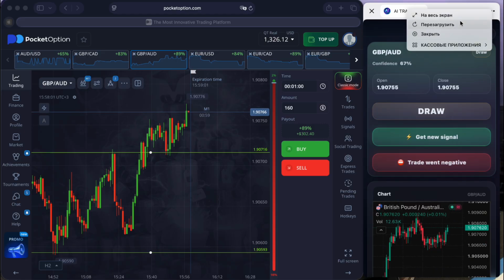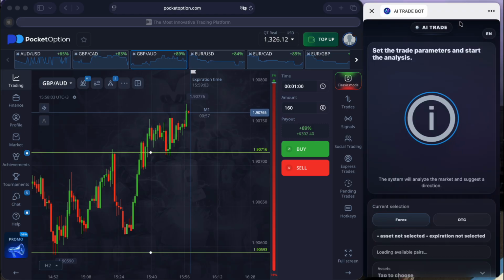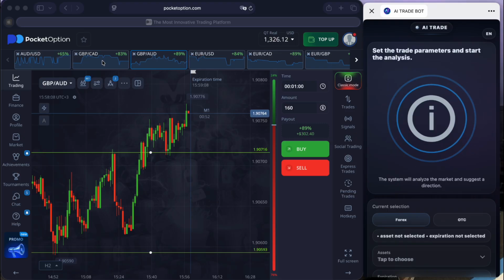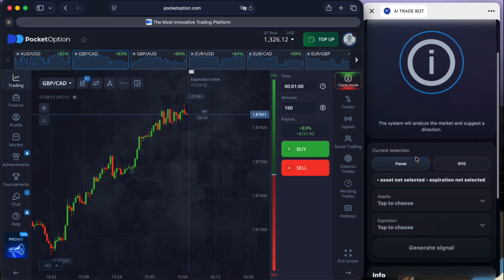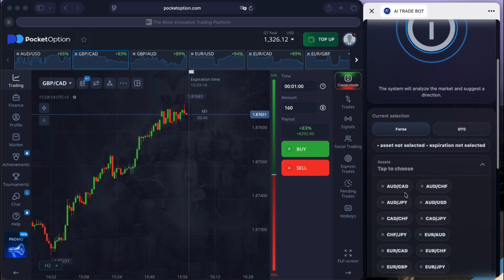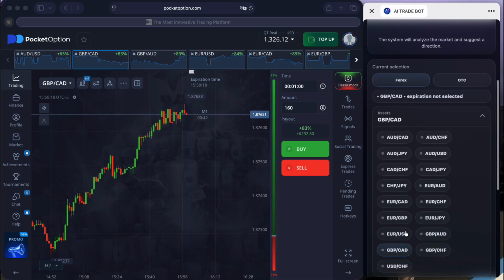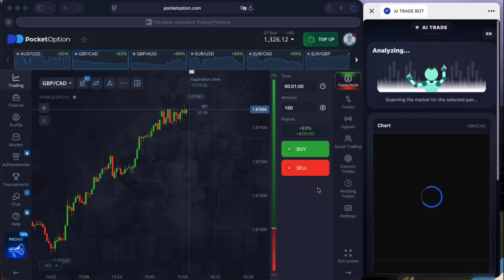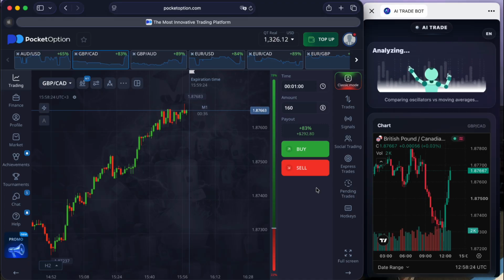Literally, one entry point remains with us until the close of this trading session in the black. That's why I'm boldly switching to the British pound and the Canadian dollar. We have not previously traded on this asset. Let's request our signal here. British pound, Canadian dollar. 1 minute expiration time. Click on the signal generation and wait for the technical analysis of this bot.